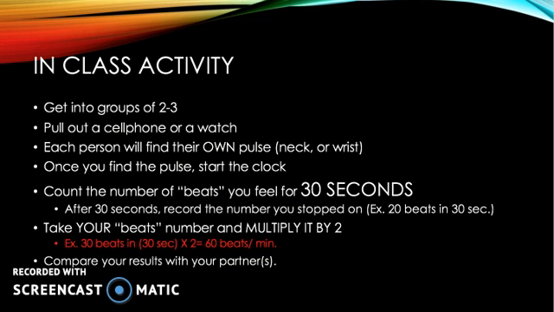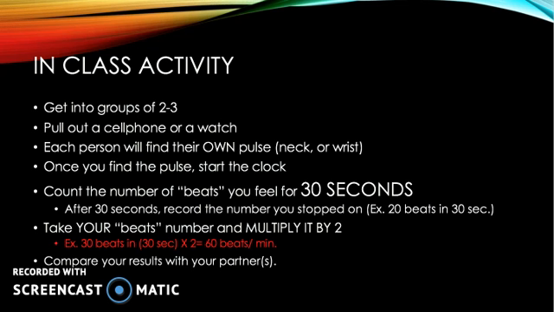When you start the activity, first find a pulse. You can either use your wrist, so you check your radial pulse, or you can check your carotid pulse on your neck. It's up to you, whichever one you feel more comfortable with. What I want you to do is count the number of beats, or the number of times you feel that bump, for 30 seconds.